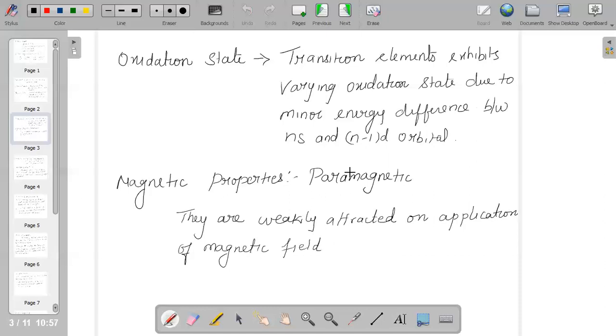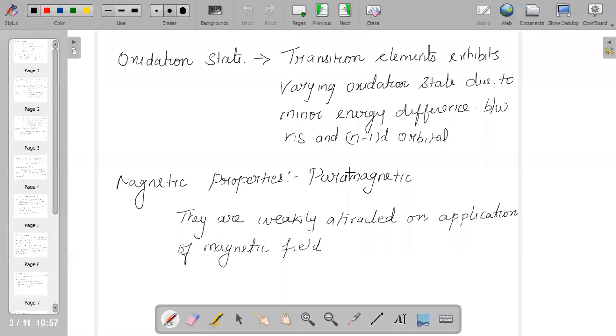So among the D block elements, the elements belonging to the 8th group will exhibit maximum oxidation state. It is very important. Among the elements of the 3d series, manganese belonging to the 7th group exhibits maximum oxidation state. And if we go to the 4d series, ruthenium belonging to the 8th group will exhibit maximum oxidation state.